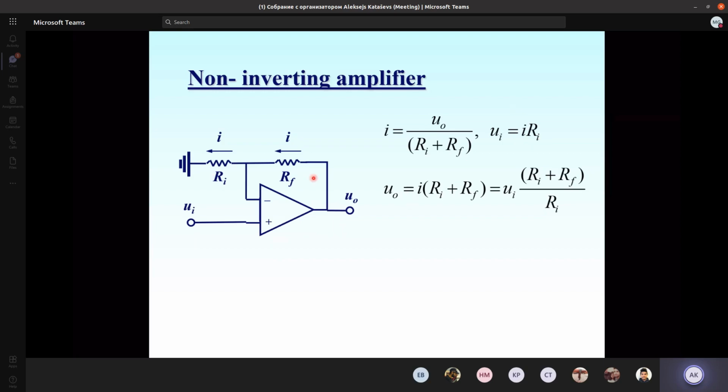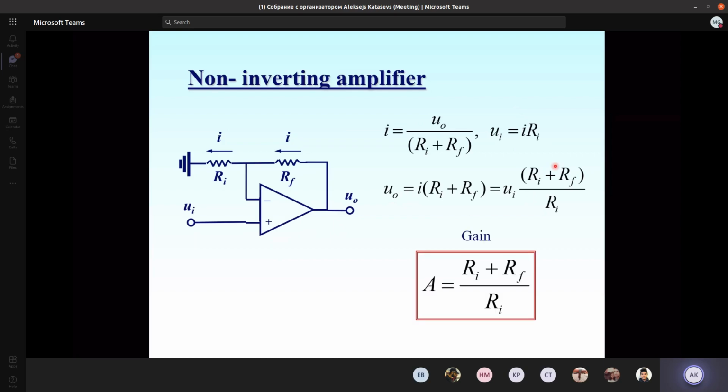But we should note that because we have a feedback, the first rule of the amplifier requires that this voltage and this voltage should be equal. So in fact, the voltage over the resistor Ri is the input voltage. Adding all these together, expressing, for instance, I as Ui divided by Ri and putting it into this equation, and calculating the output voltage, we get the relationship between the output voltage and input voltage.